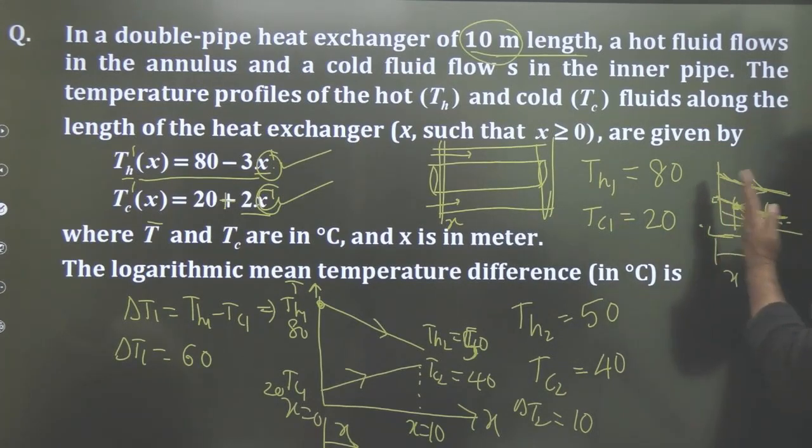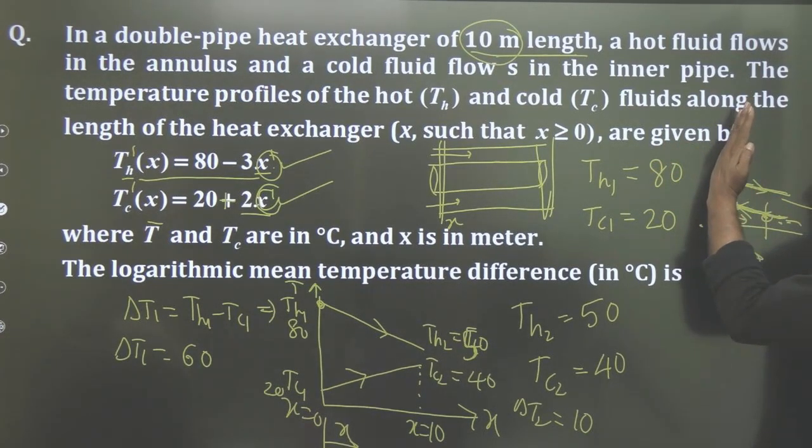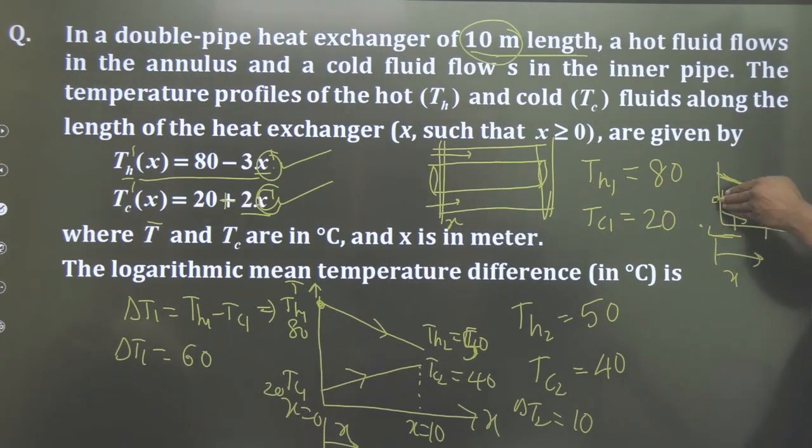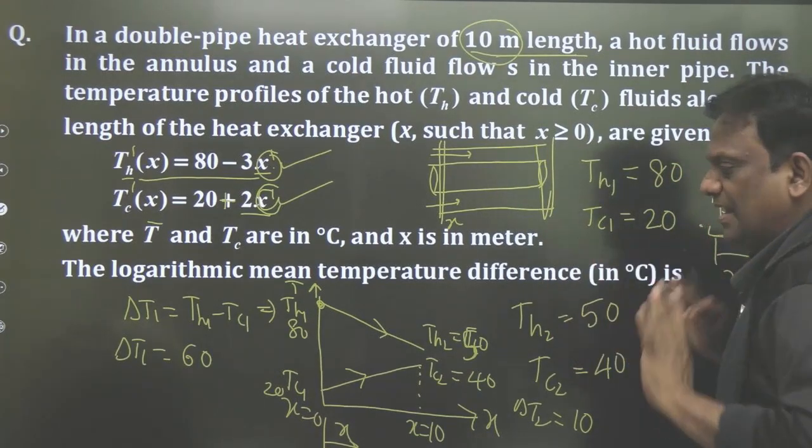In the counter flow heat exchanger, when X is increasing, both will decrease. Understand carefully, because in counter flow, one is like this, one is like this. If I am measuring from one particular origin, in this direction the hot fluid temperature is decreasing and the cold fluid is also decreasing. But the cold fluid is increasing in this direction, so be careful. So it is a parallel flow heat exchanger.